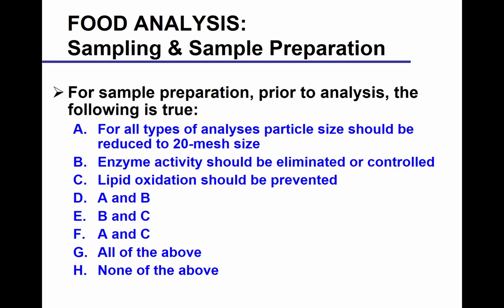So the greater the number, the smaller the particle size that you will be looking for. For example, for analyzing protein and moisture, you just need 20 mesh, but if you're doing an analysis that requires extraction, like fat analysis, you need higher surface area, so you would need 40 mesh. So it differs based on what you are analyzing. And obviously, enzyme activity and lipid oxidation will change the constituents and the quality of your product. You will have erroneous results if that happens when you prepare the sample or store the sample prior to the analysis.